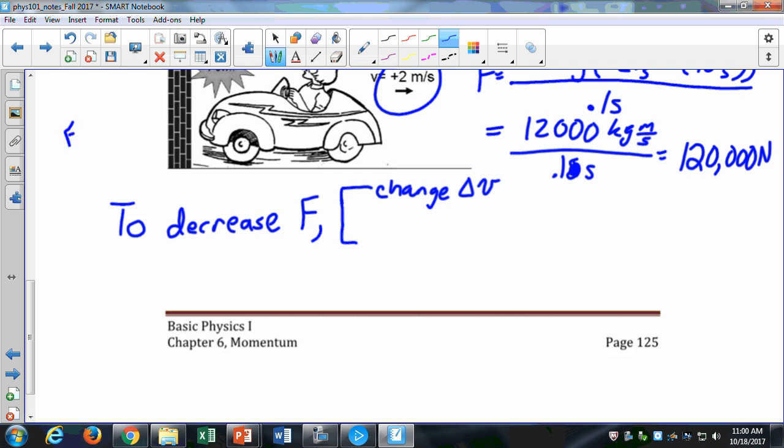Well, F is delta P over delta T. If I change V, the change in speed, then that changes the change in momentum. What else can I change here? I can increase the time. And that's often what car companies will do. If I have a collision between a car and, say, another object, a tree, for example, then I can increase the time.